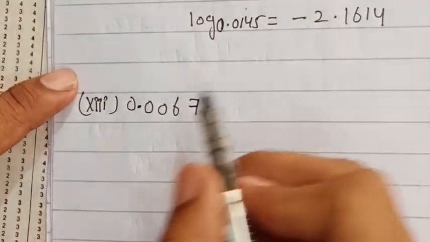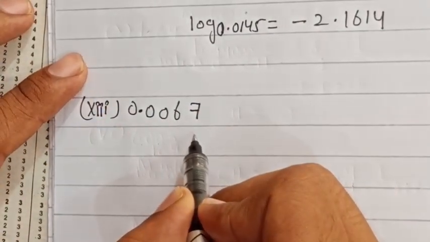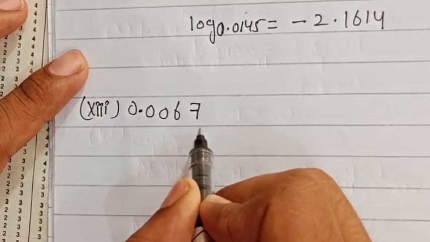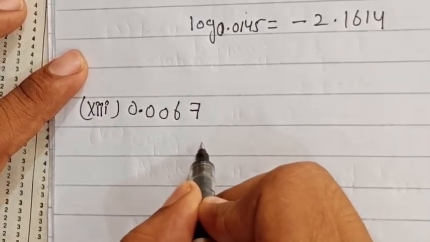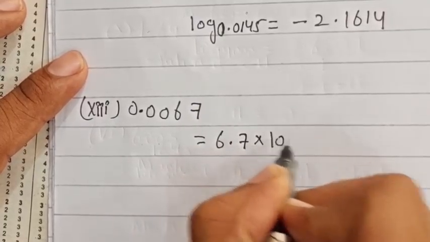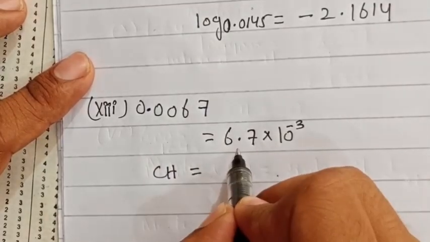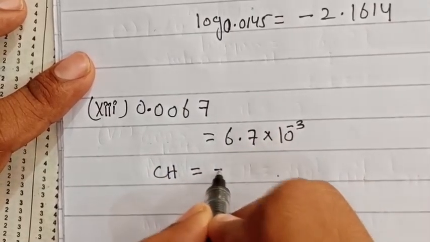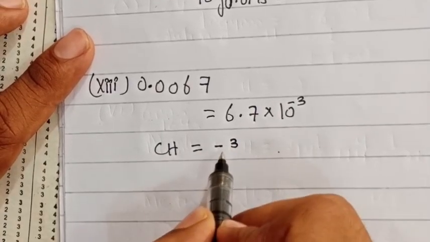Okay, come to another question, that is 0.0067. The first step is finding out its characteristic. For finding out its characteristic, I am supposed to change it into scientific notation, because it is already in decimal form. So in scientific notation, I will change it likewise: 6.7 multiplied by 10 power minus 3. I already told you, if the term is in scientific notation, my characteristic will be the exponent, minus 3.